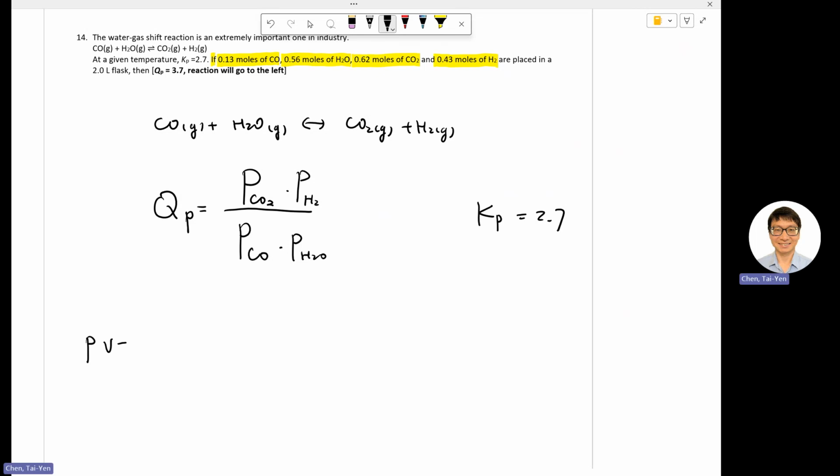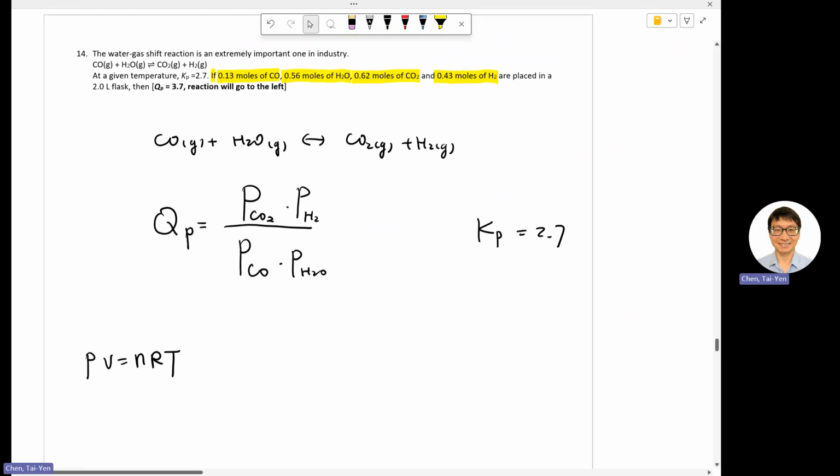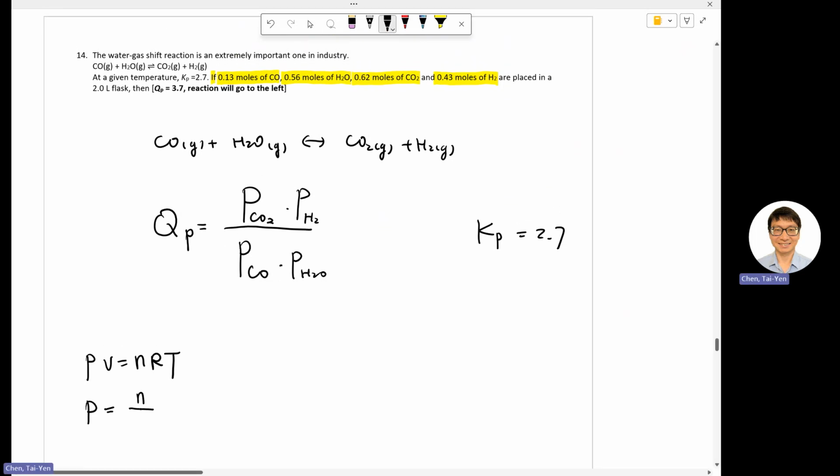We all know this, right? PV equals nRT. Anyone know what this is? The ideal gas law, right? From this law, you know the P is actually a function of this. So in order to calculate your P, you need to use the term n over V, times a constant. R and T are a constant for a given temperature, right? So this is the term that you need to calculate.